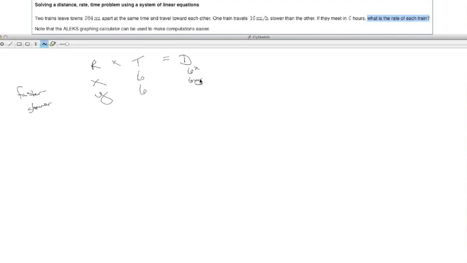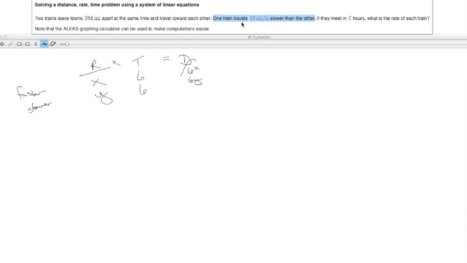So now we need to figure out what our two equations are going to be. We know we can't make an equation that has to do with the time, because all we know about the time is that they both went 6 hours. But the distance column has some variables in it, and so does the rate column. So what kind of equation can we make about the rate? Let's look at the problem again and see what it tells us about the rate. Here we go. One train travels 16 miles per hour slower than the other.